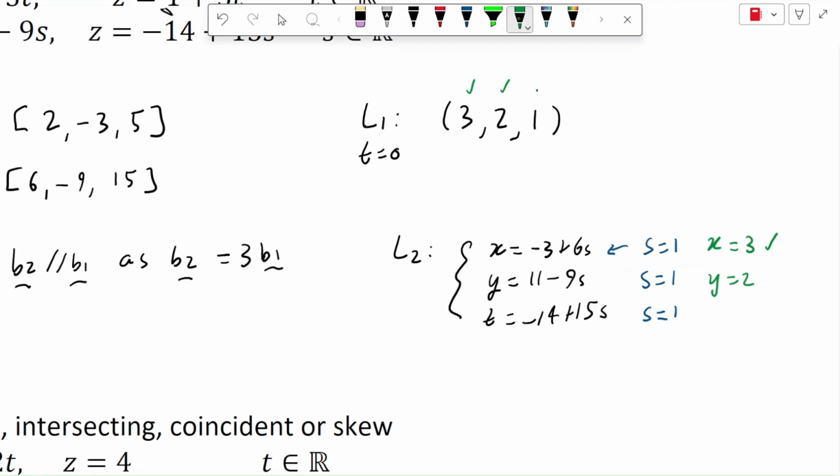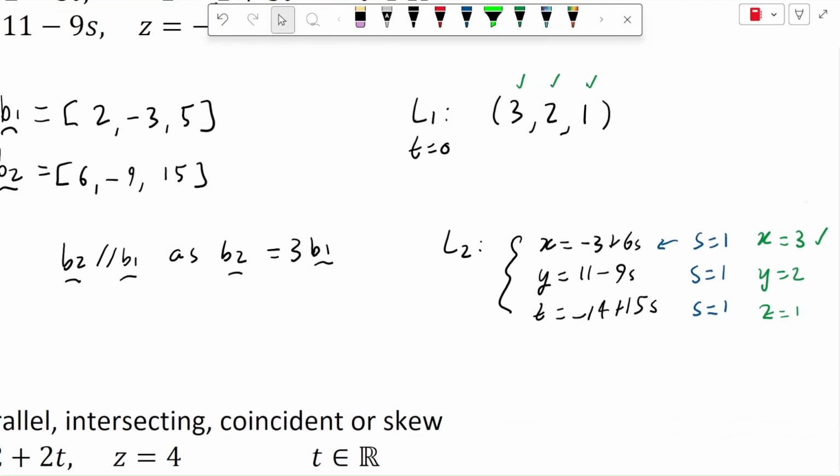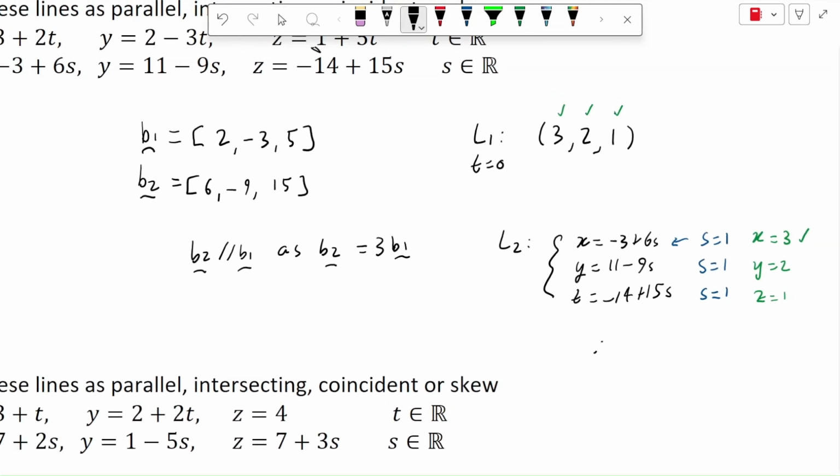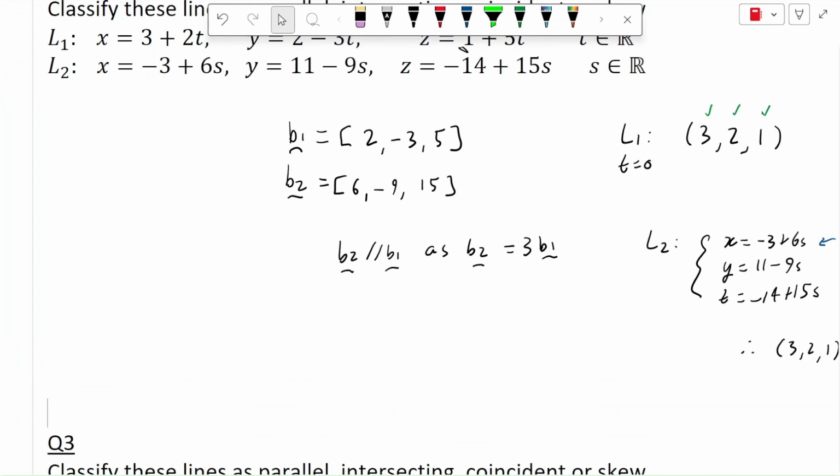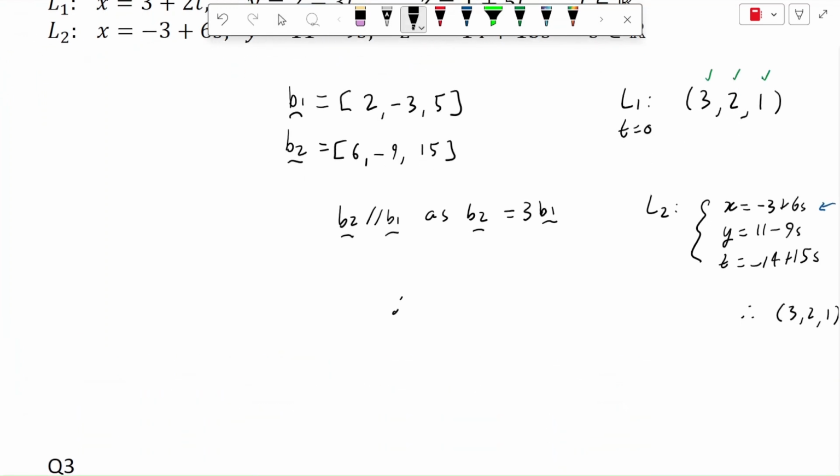So yes, we do get 2. And we get minus 14 plus 15s, so you would get z equals 1. So yes. So therefore, (3, 2, 1) does lie on line 2. So therefore, L1 and L2 are coincident. So we have infinitely many solutions.